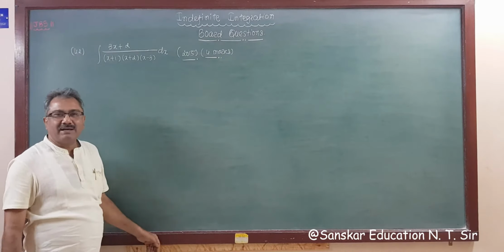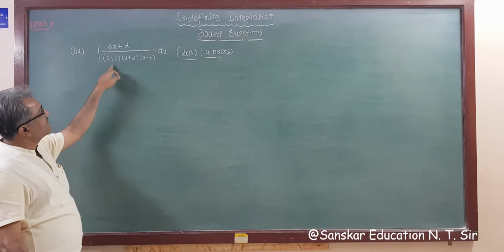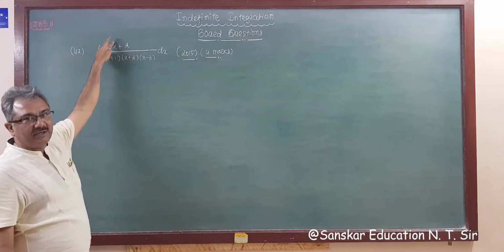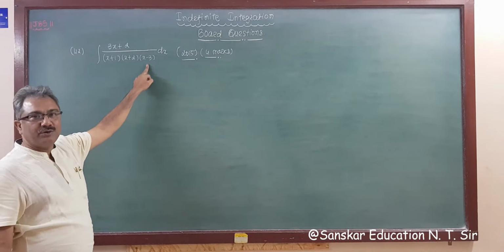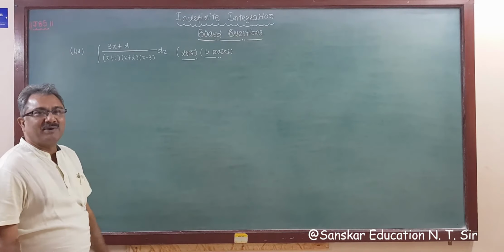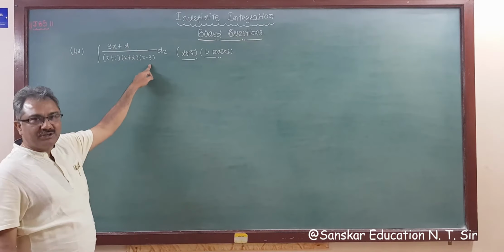So what is the last question given in 2015? Given (3x + 2) upon (x + 1)(x + 2)(x − 3). Now, this is the power of the numerator, which is 1, and here the denominator has powers 1, 2, 3. So this is a proper rational function and we have to apply the method of partial fractions. So, all linear non-repeated roots, right?